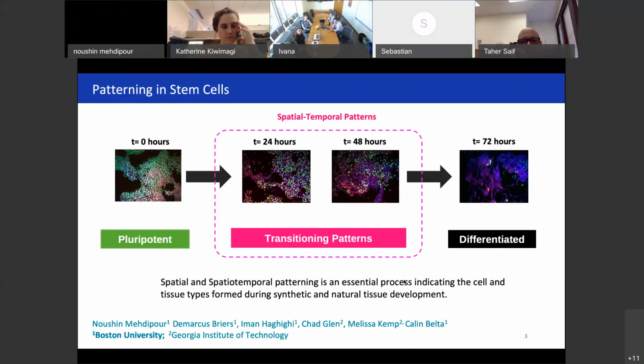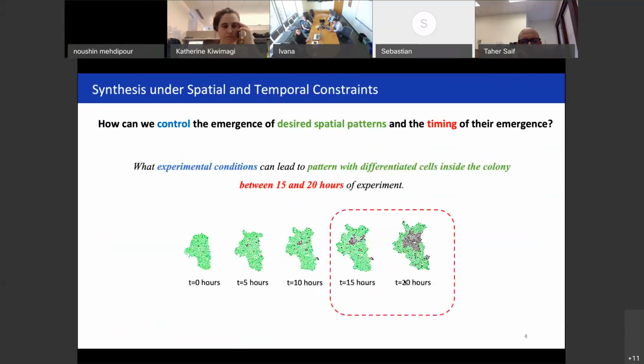As you all know, people working in EBICS, we know that the spatial and spatial temporal control of patterning is a first step in order to do the engineering of the human organoids and tissues. And what we're trying to solve is that if we have a system with some tunable parameters, how we can actually get a desired pattern.